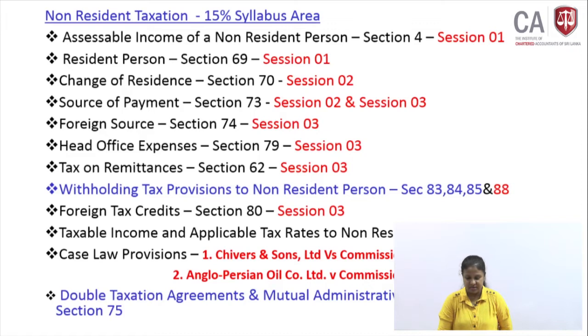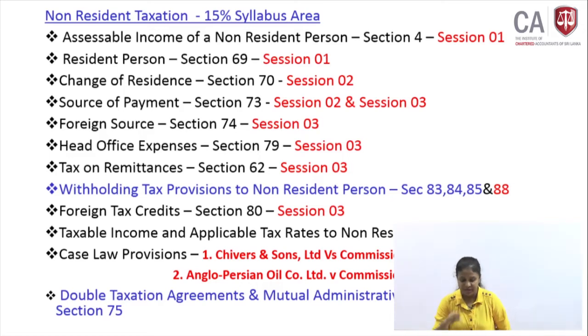Now, the remaining topics which I have colored in blue: today I am going to start from the withholding tax provisions for a non-resident person, sections 83, 84 and 85. Section 88 we discussed in session 3. Then the double taxation agreements and mutual administrative assistance agreements under section 75, we will study in a different session, session 5.